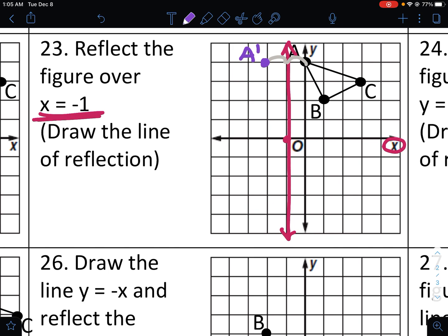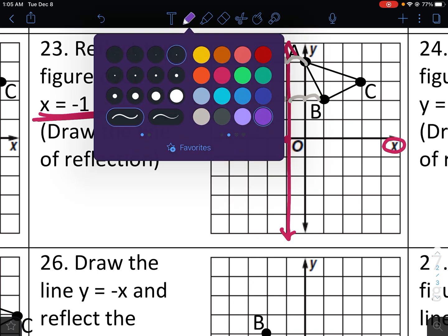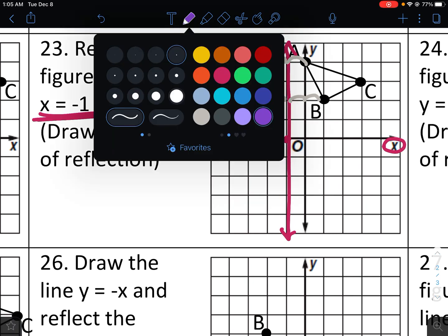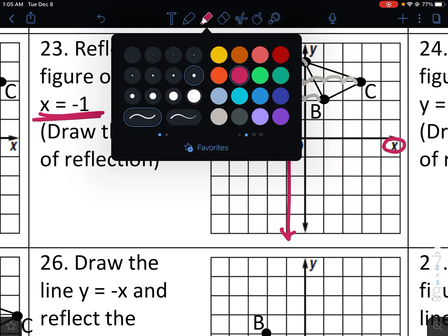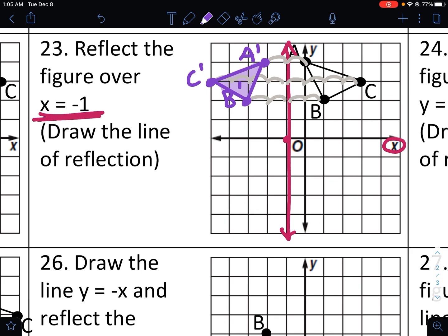So new A is right there. And then we see that point B is 2 spaces away from the line of reflection, so we're going to go 2 spaces over in that direction. That's B prime. And we see that C is 4 spaces away from the line of reflection, so we do 4 on the other side of the line of reflection. And that's C prime. Connect your dots, and that's it for that. Since we weren't given any coordinates, I'm not going to worry about asking you to write down the coordinates.